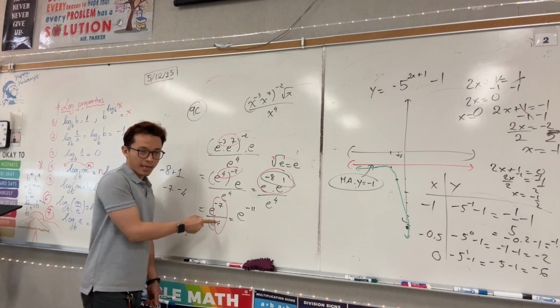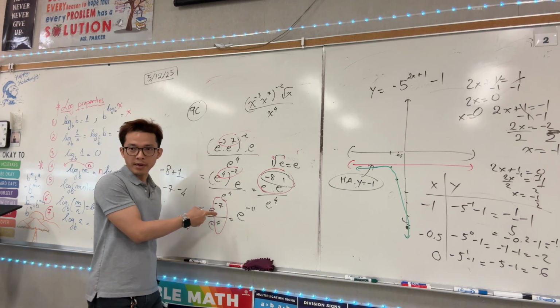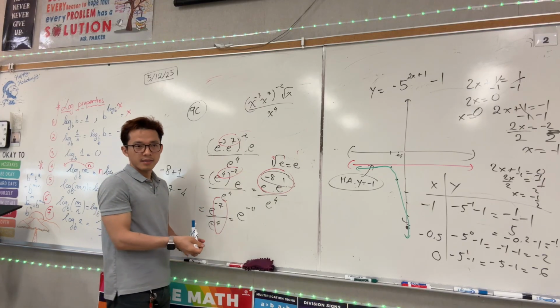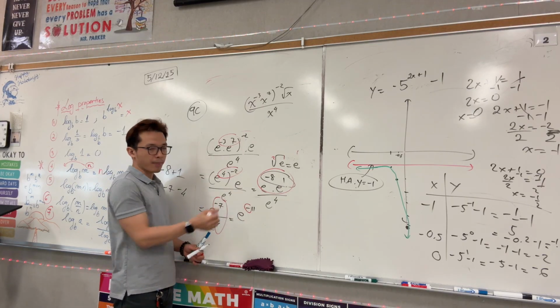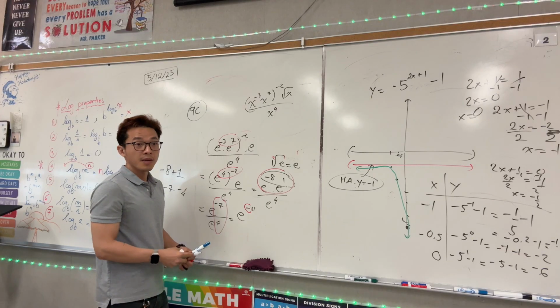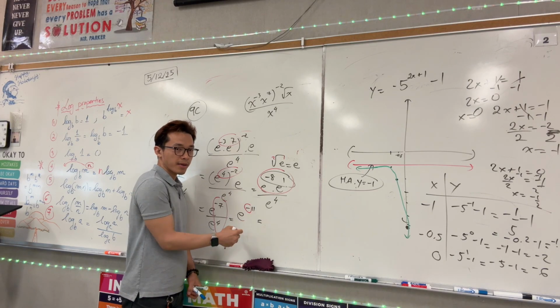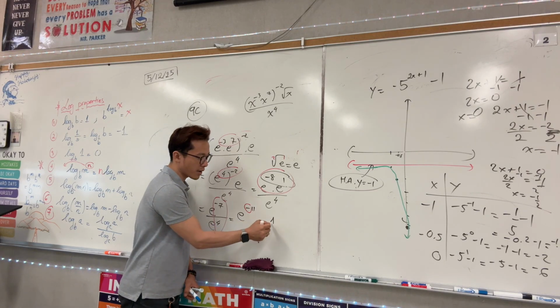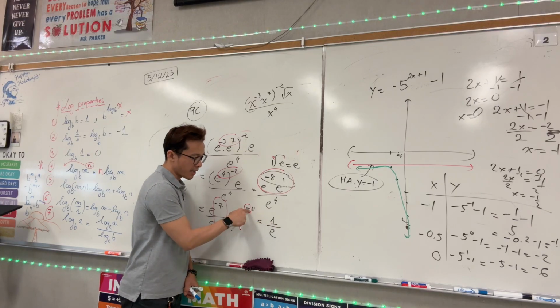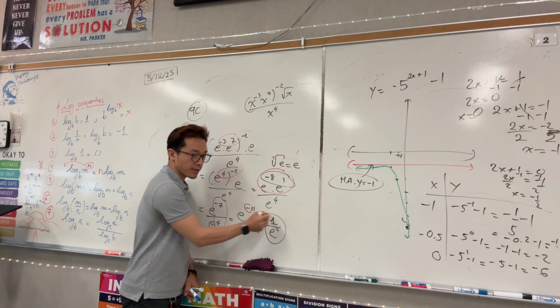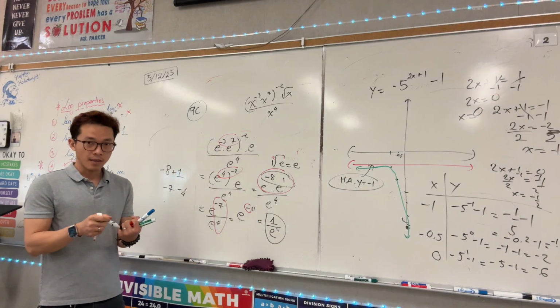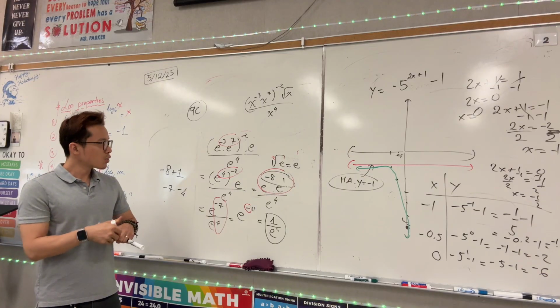Now, can we have a negative power? No. So how do you make the negative power become positive? You flip it. You flip the e or you flip the 11? You flip the base. What is the base? e. So 1 over e, and then the negative 11 becomes positive 11. Just do it one by one.